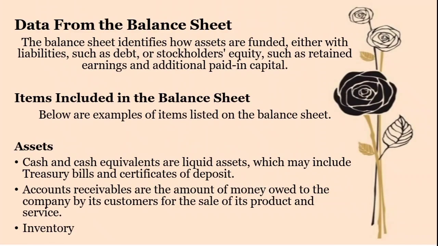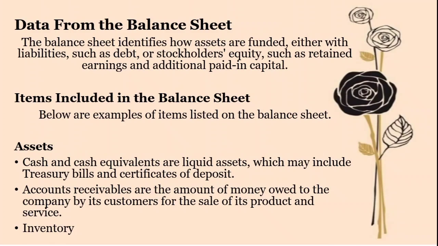So, data from the balance sheet. The balance sheet identifies how assets are funded, either with liabilities such as debt or stockholders' equity, such as retained earnings and additional paid in capital. So, items included in the balance sheet. Below are examples of items listed on the balance sheet.